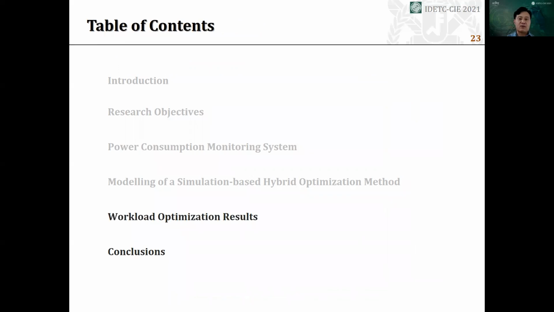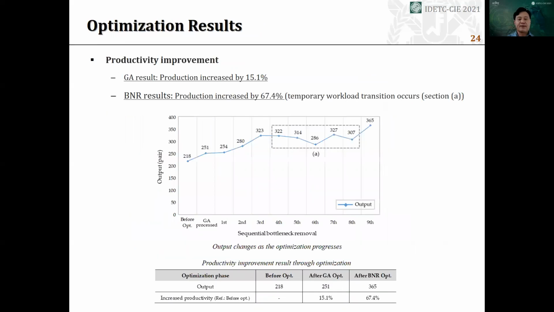Next is the workload optimization result. The figure shows the changes in production according to the optimization result. As a result of genetic algorithm, production increased by 15.1%, and by bottleneck removal result, production finally increased by 67.4%. Although temporary workload transition occurred in the process of bottleneck removal, it was finally removed.